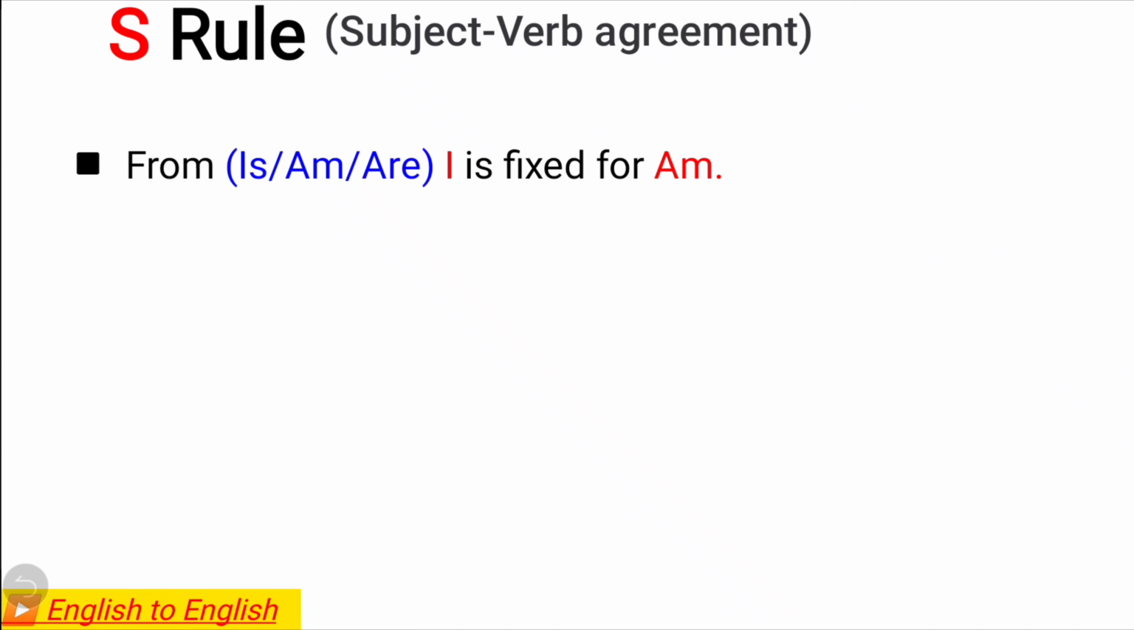There is a rule. Whenever we try to make a sentence where we have to use the subject I, and we have to choose the helping verb from the category of present simple or present continuous, where we find is, am, are, what do we have to choose? We have to choose only and only am, because this is the rule that am is fixed. Am is fixed for I, or I is fixed for am. So this is the first rule of the S rule.